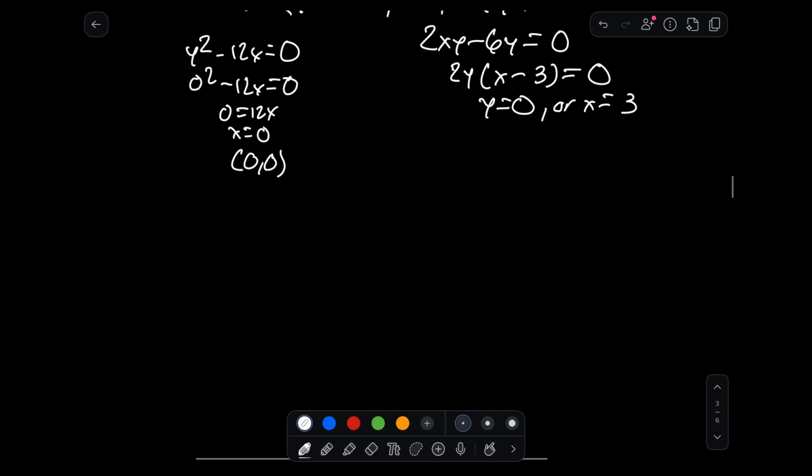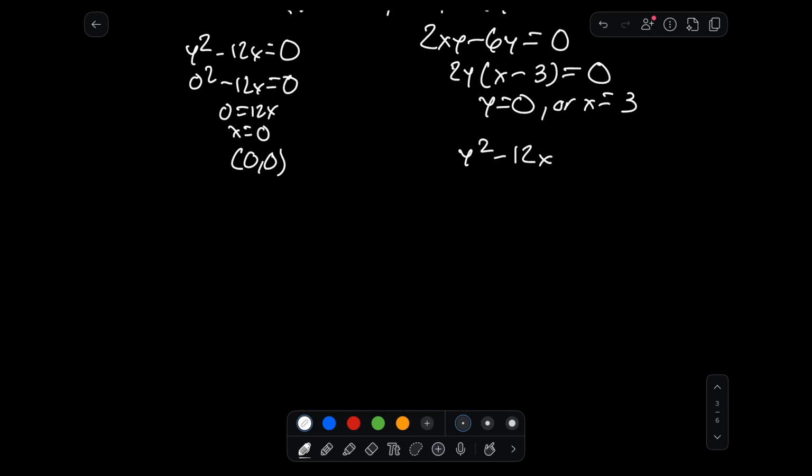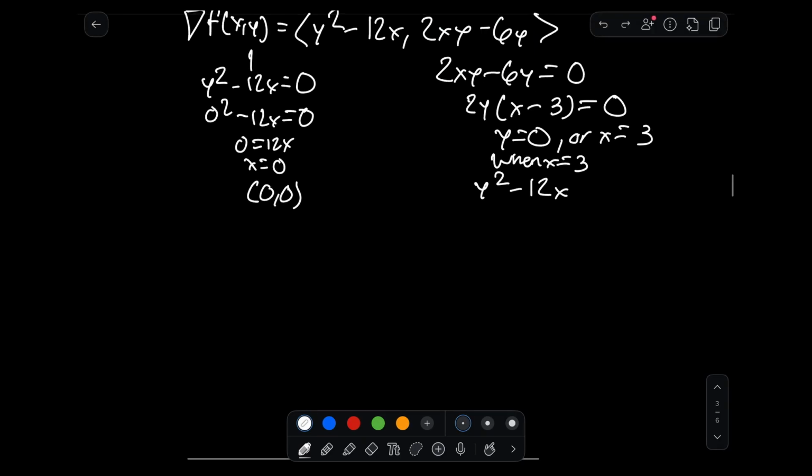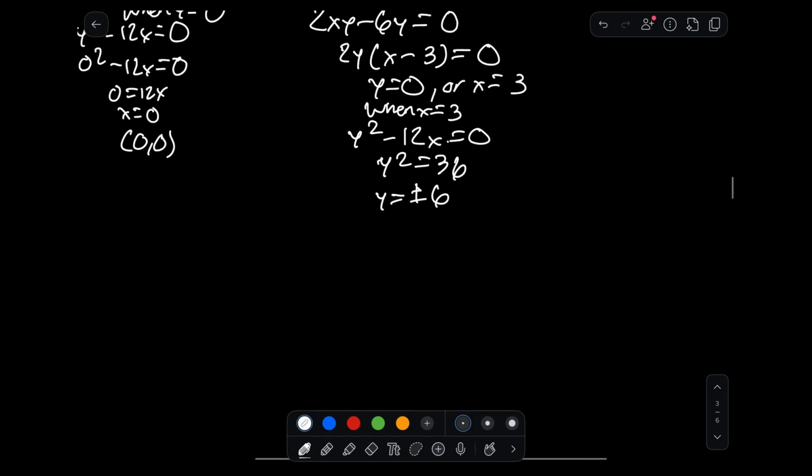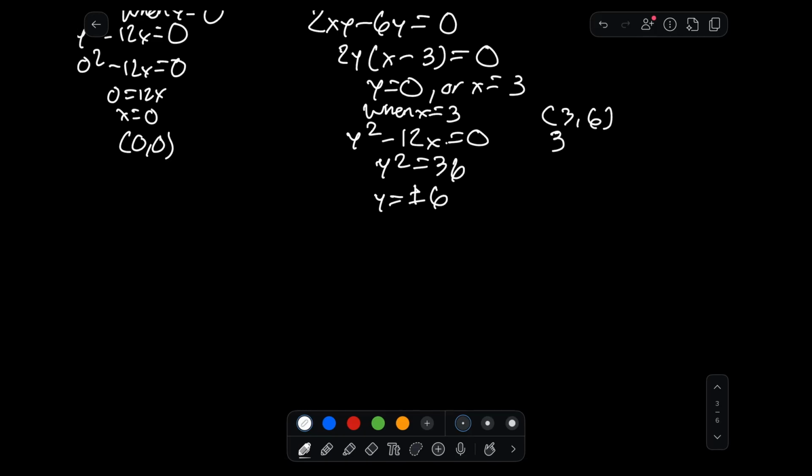Now, plugging in 3 for x into y squared minus 12x, I'll just write it when x equals 3, when y equals 0. So we have y squared equals 36, because negative 12 times 3 is negative 36. Yeah, 36 to both sides. y equals plus or minus 6. And then we get (3, 6) and (3, negative 6).